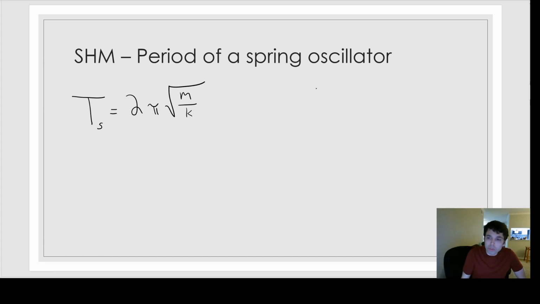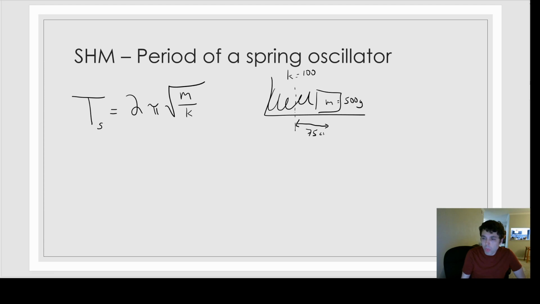So, a real quick problem. We've got a spring oscillator here. Spring constant is, let's say, 100. Its mass is, I don't know, say 500 grams. And we stretch it a distance from equilibrium. So equilibrium position is here. We stretch it a distance of 75 centimeters. What is the period of the spring mass oscillator? In other words, how long will it take for it to go down and then back one time?